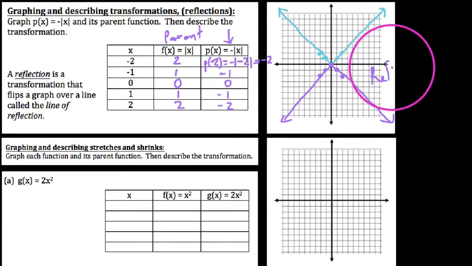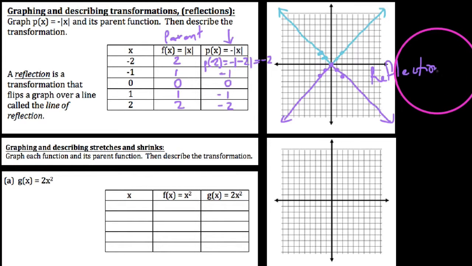basically we have a reflection transformation. Reflection. So it is fair to say that when you have a function f of x, if you were to go through and make all of the original y values on your parent function negative, it's going to reflect it over the x-axis here. If you make all the y values negative, it's going to reflect it over the x-axis. So we say a reflection is a transformation that flips a graph over a line called the line of reflection.